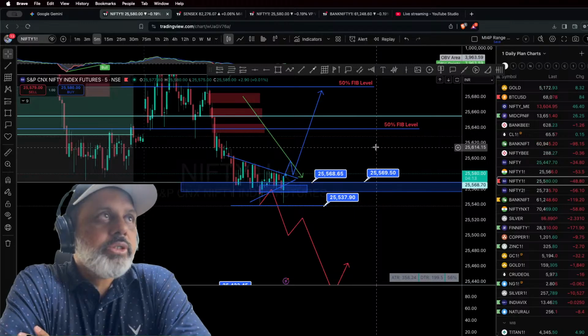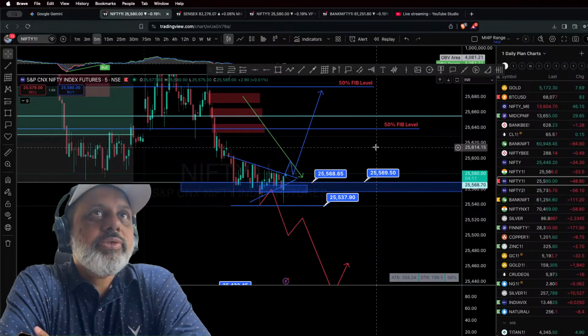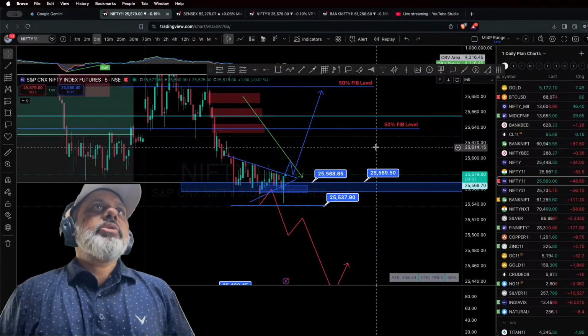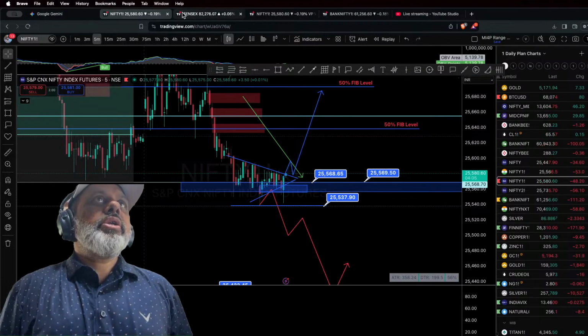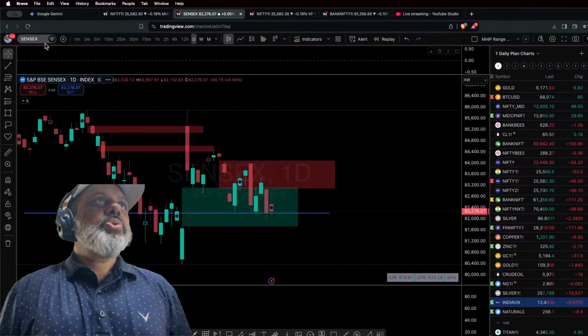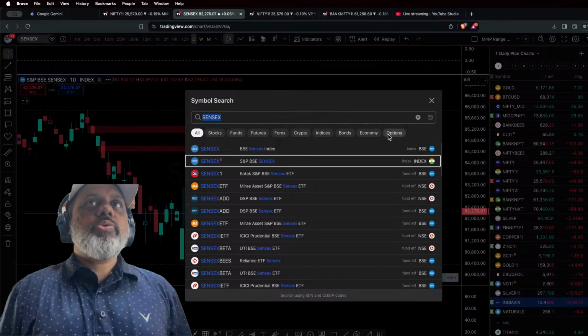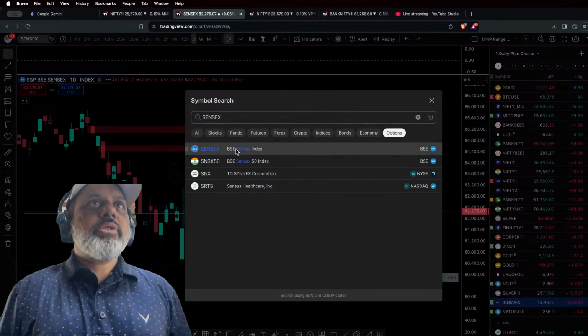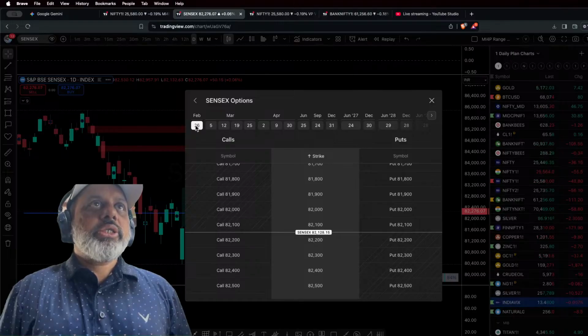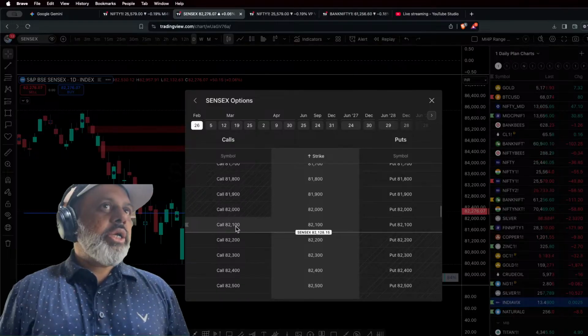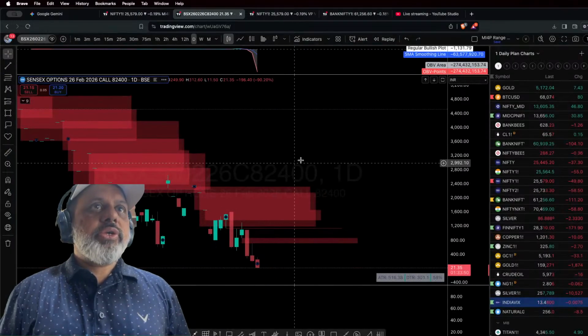This could be the start to a big move in the Nifty and the Bank Nifty. Let me see if I can get you Sensex options. I'm not sure whether options are available in Sensex here. BSE, yeah, options expiring today, and we are looking at 82,400. Let's see if we get them.